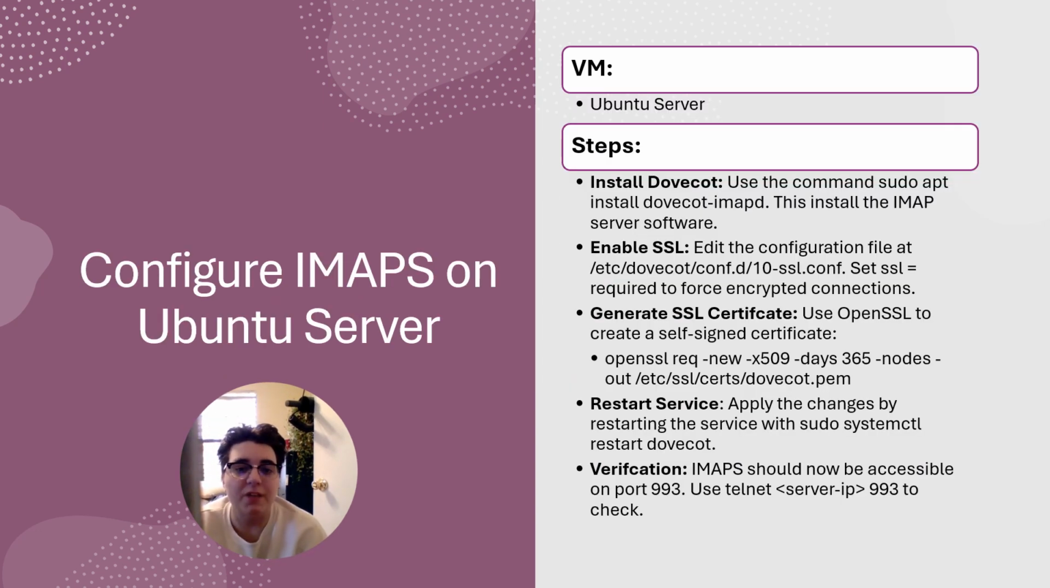To configure IMAPS on an Ubuntu server, we use Dovecot. First, we install the software. Once installed, we configure the server to require secure connections by enabling SSL. This involves editing a configuration file to specify that only encrypted communication is allowed. We also generate an SSL certificate to provide encryption. After making these changes, we restart the Dovecot service to apply them. You can test the setup by connecting to port 993 to ensure it responds. Now that the service is running, let's move on to securing it.